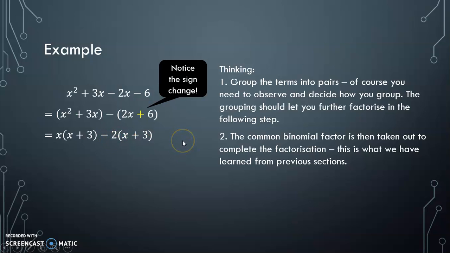Once that has been taken out, you notice that, hey, we also have a common factor among these 2 terms. That's x plus 3. That's the binomial factor. So this binomial factor can then be taken out so that the entire expression is factorized into 2 binomials multiplied together.